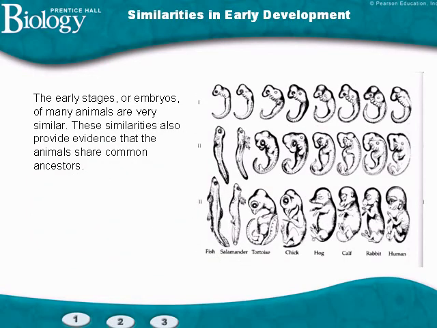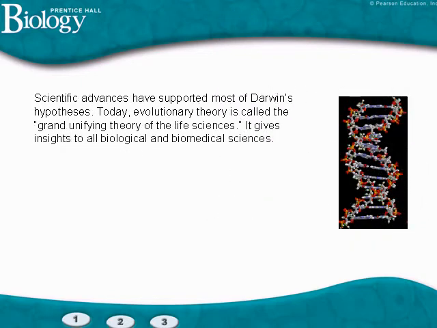And the fourth part of evidence he had is what's called embryology. You can see that all these organisms, as they start as an embryo and continue to develop, they all sort of look the same, which also suggests a common ancestor.